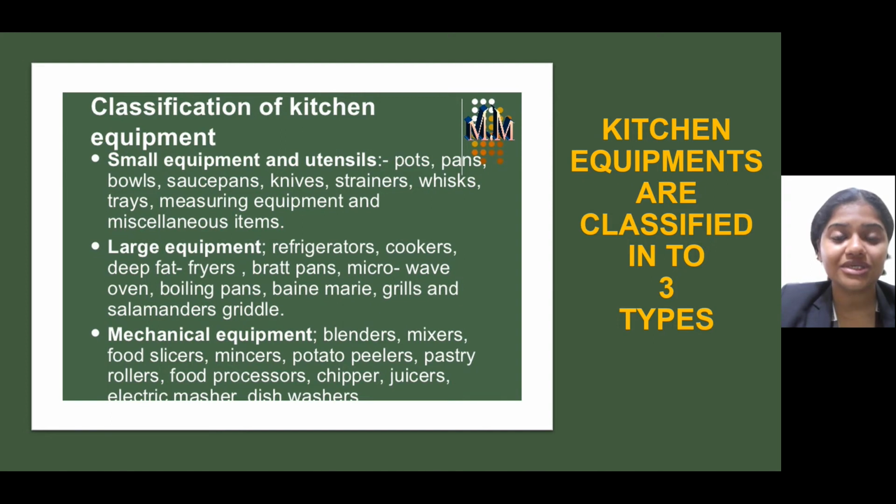For example, you can see in the PPT that has been projected here, the small equipments and utensils. The first example is pots. What are pots? Pots are where we use certain pans for boiling or for making stews or curries. The pots can be steel, aluminium, earthenware, or ceramic. So the quality and the material of the pot can also vary.